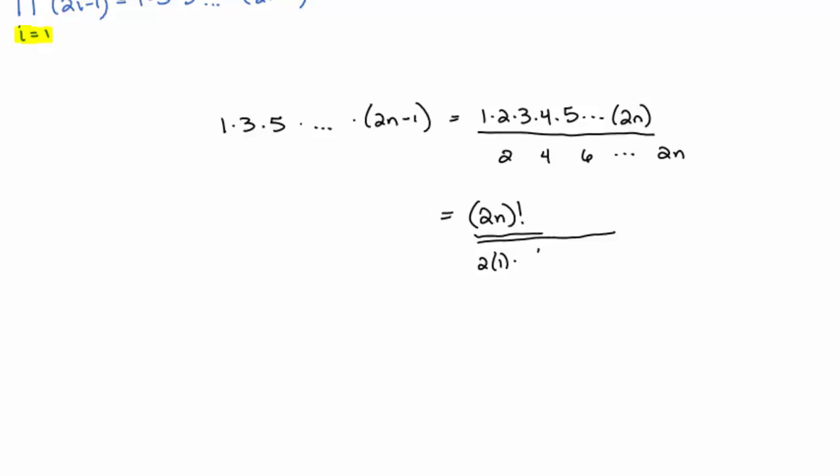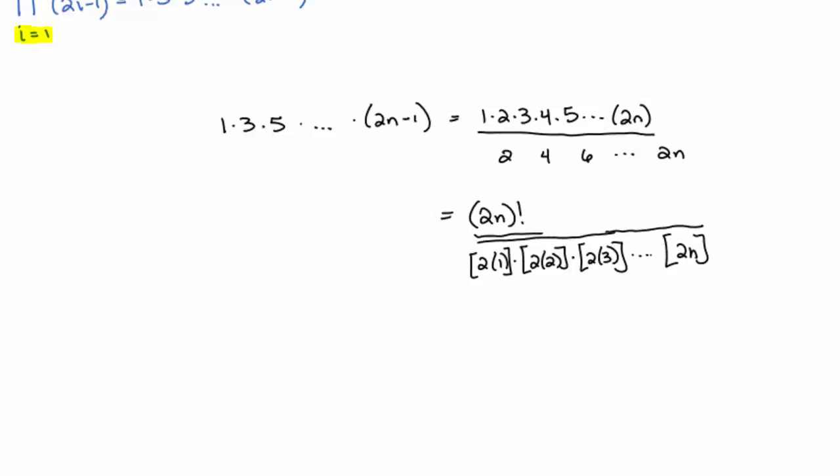4 is the same thing as 2 times 2, so 2, I'll put these in brackets to be really good. And then 2 times 2, because that's 4. And then 2 times 3, because that's 6. And so on and so forth down the line until you get to 2 times n.